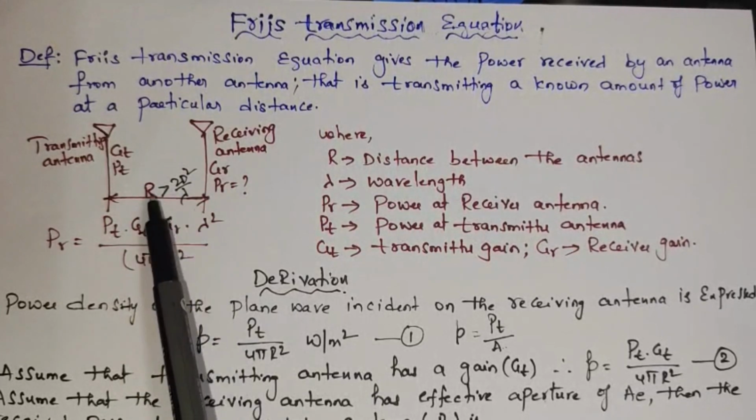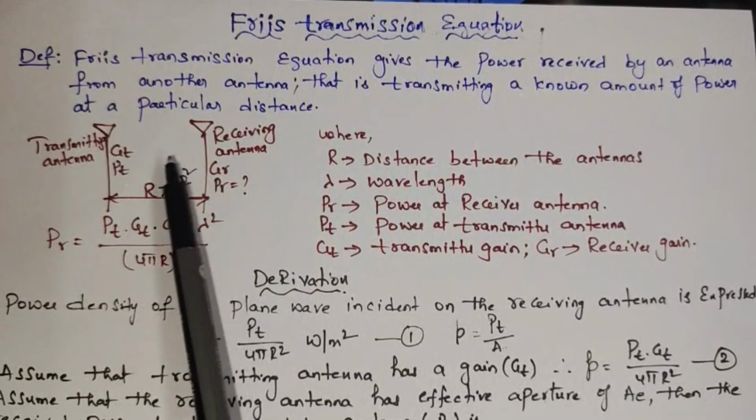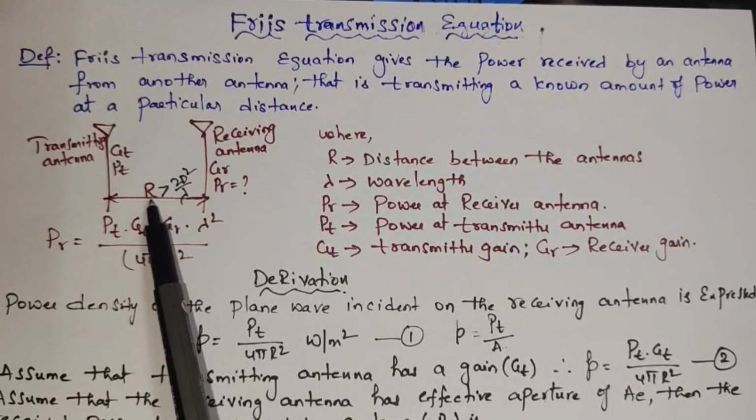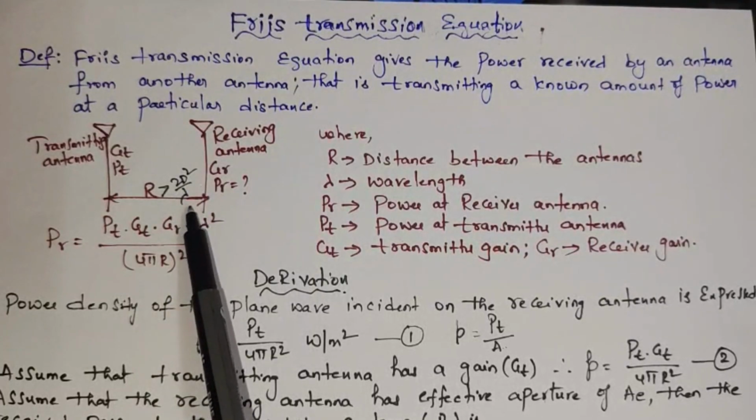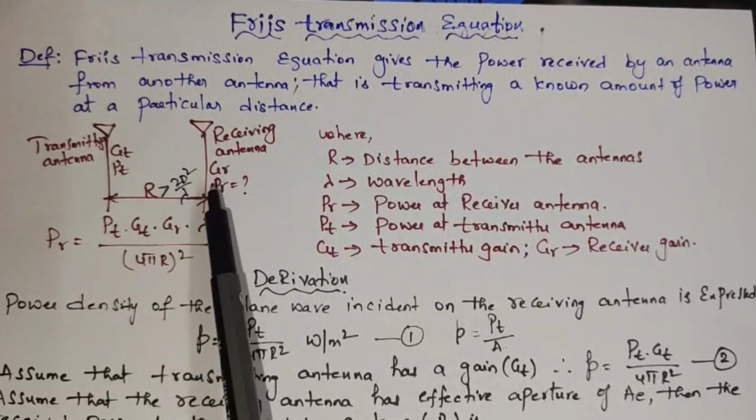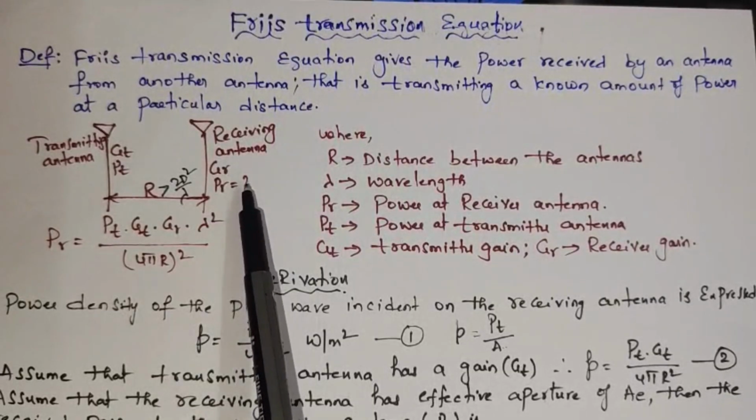This is from the field regions of the antenna. This is the condition for the far field region. We need to maintain that whenever r is greater than 2d square by lambda, only then will the perfect radiation occur on the receiver side.